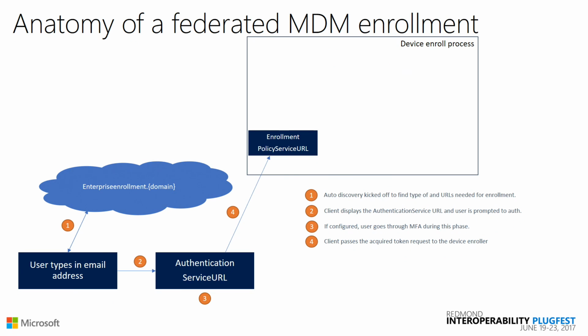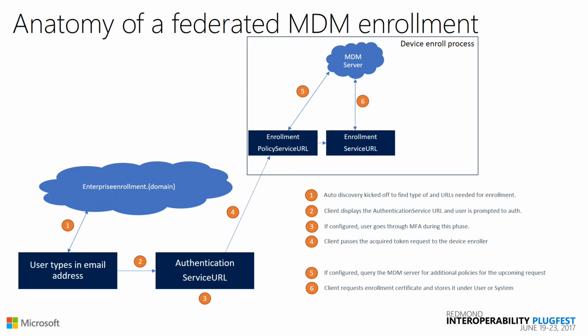This URL gives an endpoint that the client can reach out to, to learn what type of hashing algorithms it needs to use to make the official enrollment request against the MDM server. So it reaches out to the Enrollment Policy Service URL and asks, which hashing algorithm should I use for my upcoming certificate request? Once it gets the information from here, it signs the certificate request and packages it up. It then calls the URL called the Enrollment Service URL.